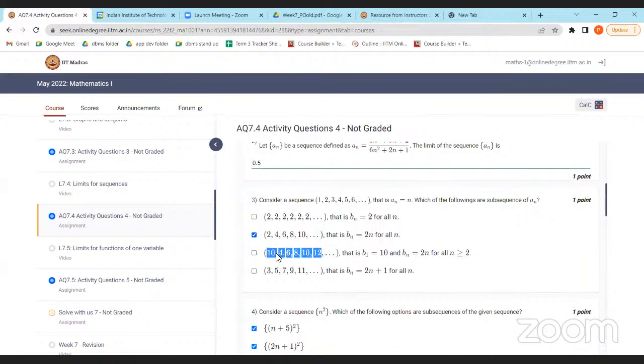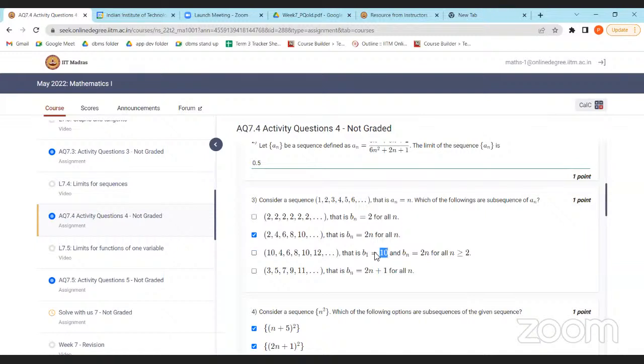Now what about this? It should be in the same order, right? It is not in the same order. 10 is not there initially. I can say 2, 6, 8, 10, 12. 10 is there, that's why it is not a subsequence, right?